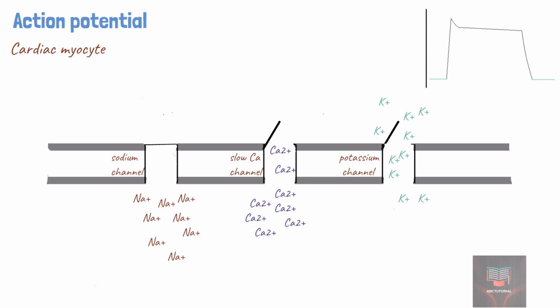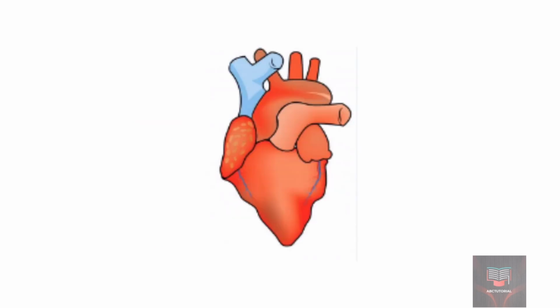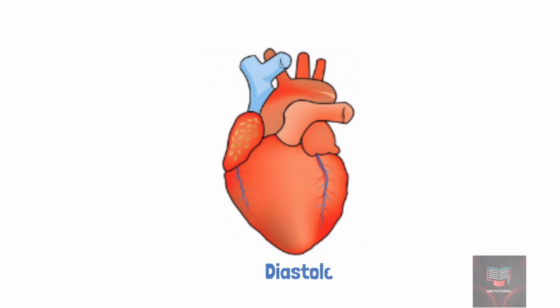This calcium influx also triggers calcium release from the sarcoplasmic reticulum, responsible for the contractions of the cardiac myocytes. Finally, the calcium channel closes, leading to repolarization of the cell by the efflux of the potassium ions, thus completing the action potential cycle. The original ionic gradients are maintained by the ionic pumps, and the action potential can then start all over again. Contraction of the heart is known as systole, while relaxation is known as diastole.